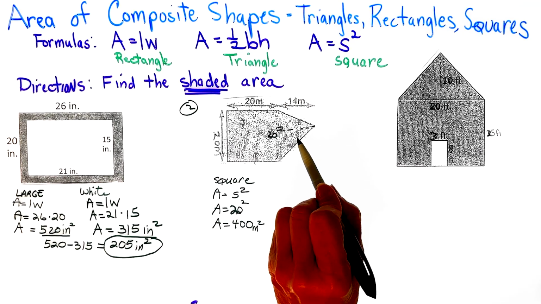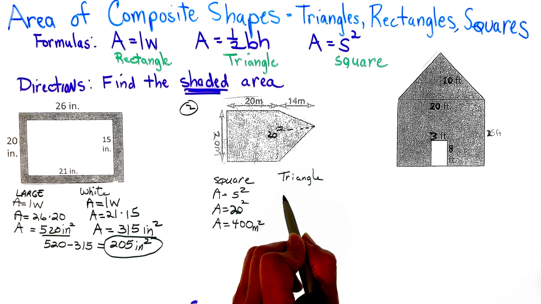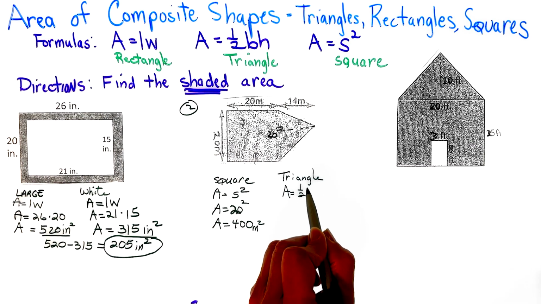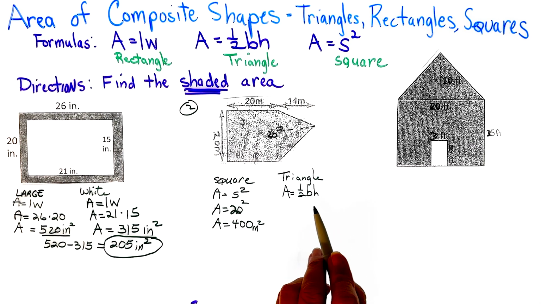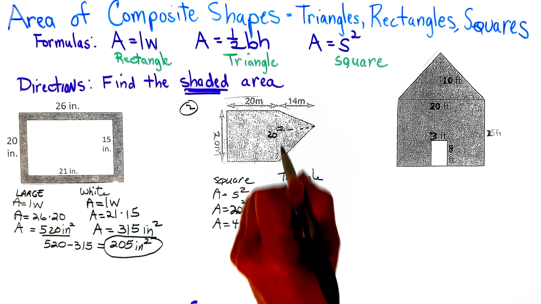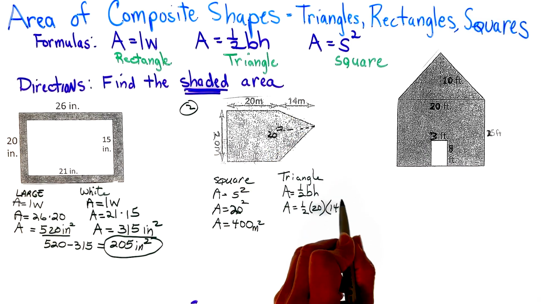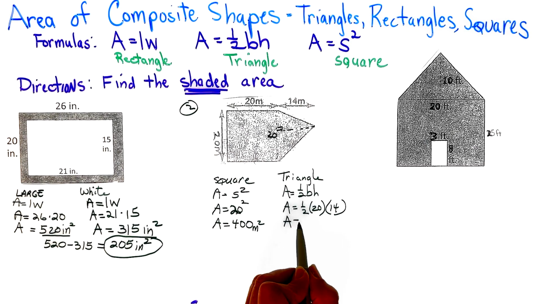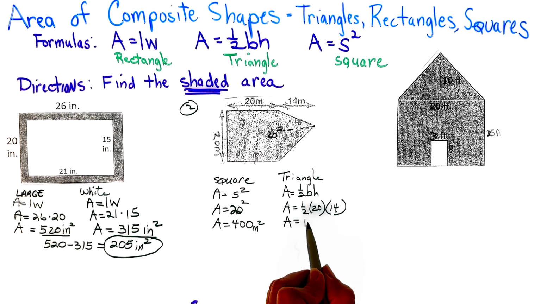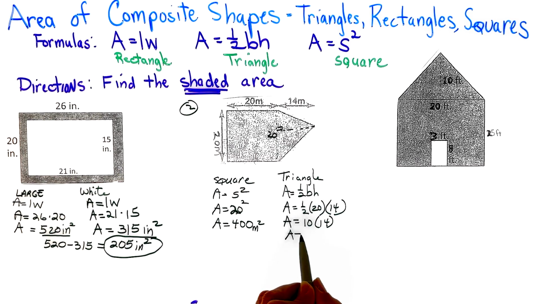So now I'm finding the area of the triangle. Again, I love writing those formulas, so I remember them. Area is equal to 1/2 base times height. So the area is equal to 1/2. Remember, the base was 20, and the height is 14. So when I do the math, 1/2 of 20, we know is 10, and then we're going to multiply that times 14. So my area is equal to 140 meters squared, and that's for the triangle.